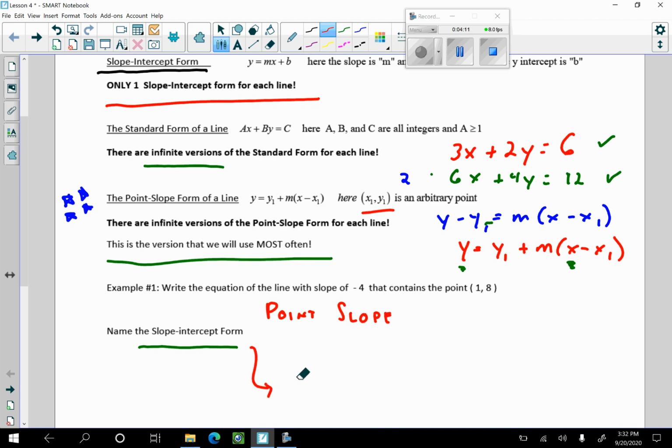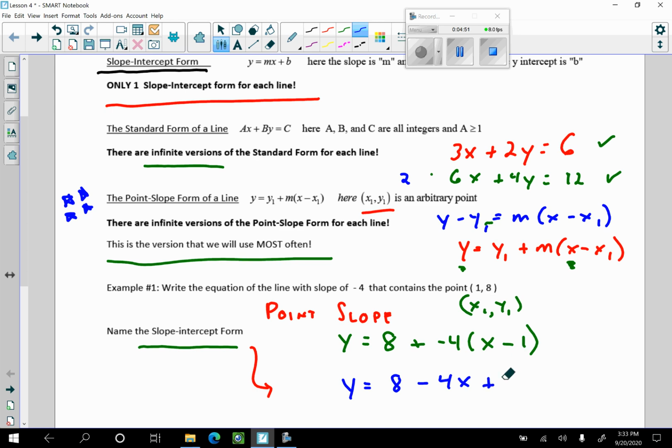So if I do the point slope form, it's going to be y is equal to, this is my y sub 1. This is going to be the point x sub 1, y sub 1. It's the only arbitrary point that we have. And so I'm going to put 8 here for y sub 1 plus the slope. The slope is -4 times x minus x sub 1, and x sub 1 here is 1. So all I'm going to do is some simple algebra and write that in slope-intercept form. I'm going to distribute the -4 first. This is going to be -4x. Negative times -4 times -1 is +1.